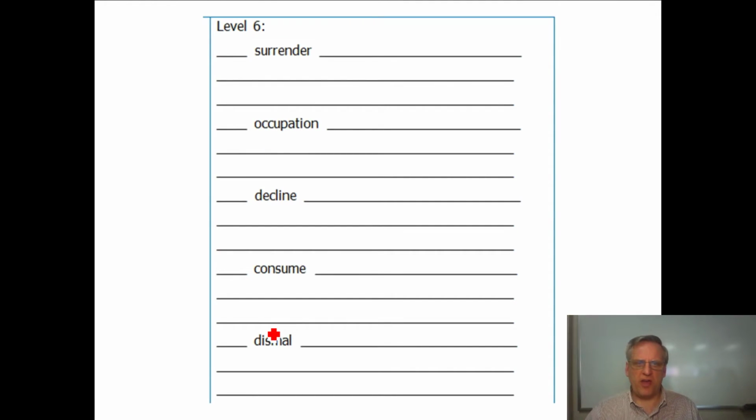So we're going to move up now to level 6. So Barbara, once again, you did a great job. I'm going to ask you to tell me what these various words mean and just give me a good definition of those, please. Okay, our first word is surrender. Give up. Like a soldier says he won't fight anymore, so he surrenders. All right, thank you.